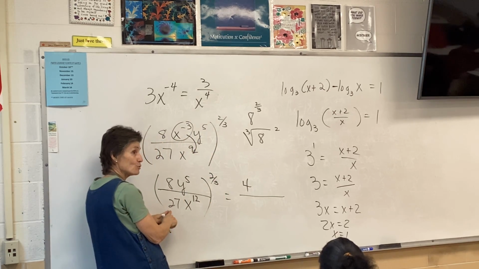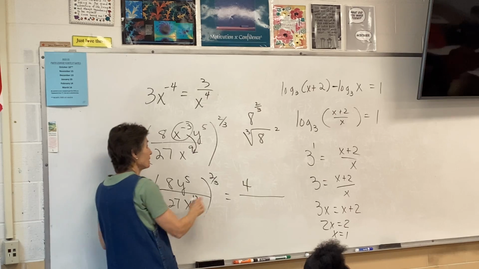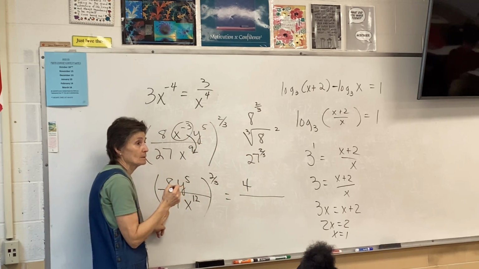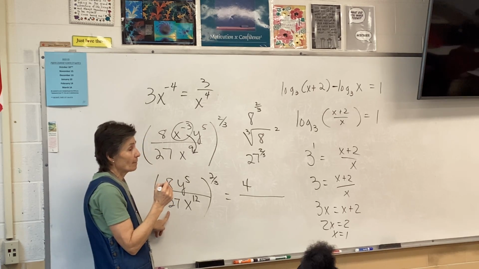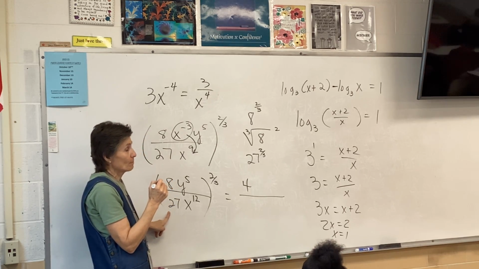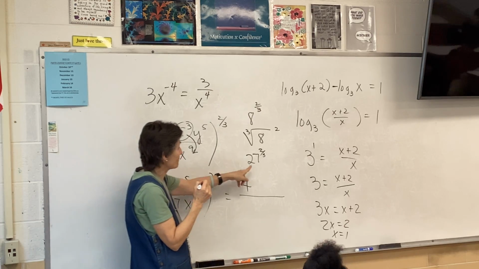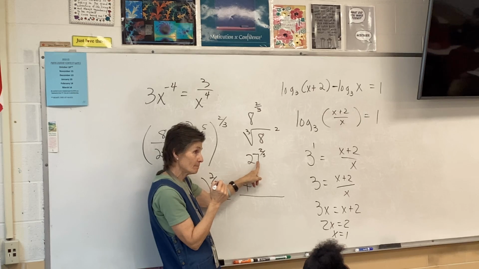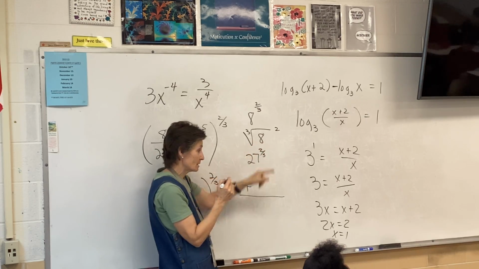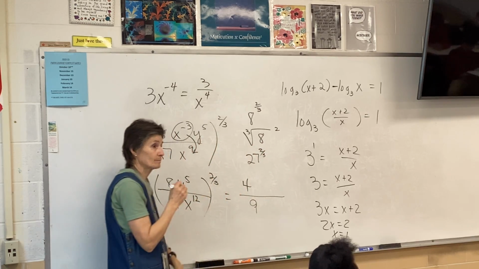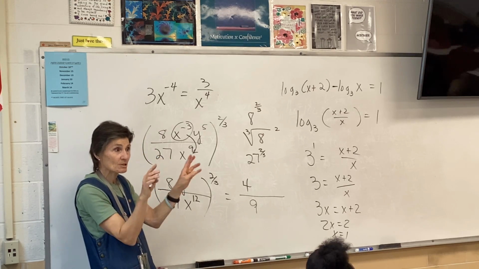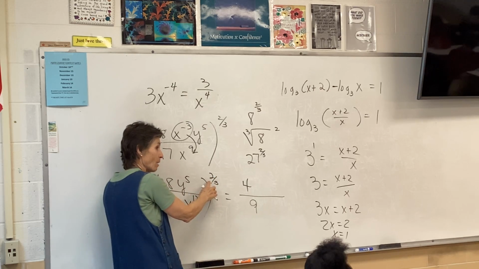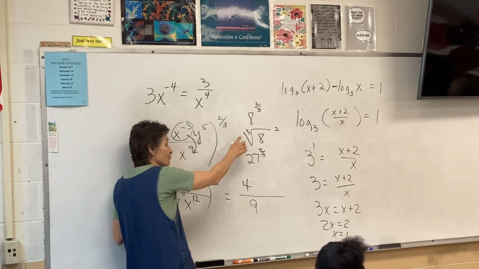While I'm at it, I'm going to do the 27 because it's the same thing. 27 to the 2/3. I'm not multiplying, I'm raising to a power. So 27 to the 2/3 means cube root of 27 squared, 9. Now, did everybody catch that? We're taking these guys to this power. That's a fraction, it means a radical.